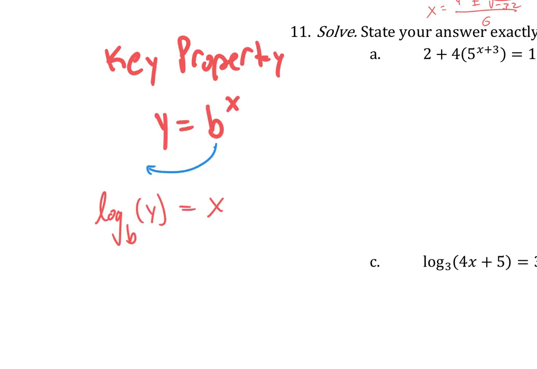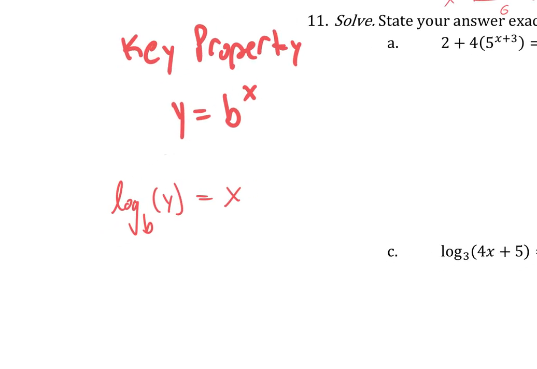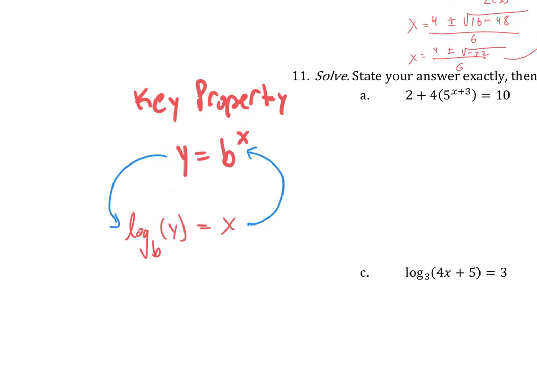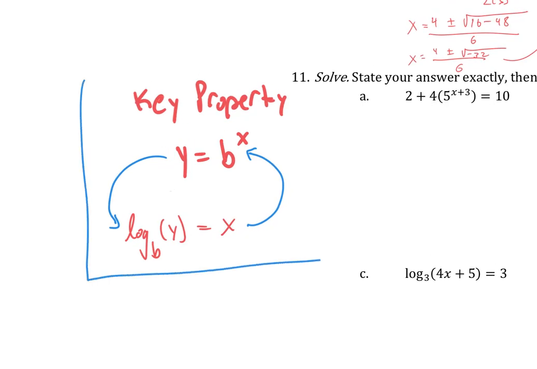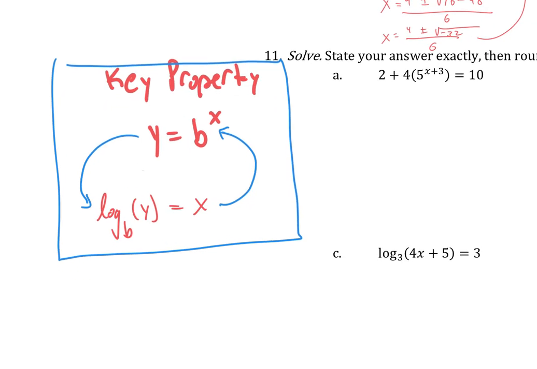Okay, and the key here is that these two things are equivalent. So if you have something that's in an exponential form, you can rewrite it as a logarithm. If you have something that's in a logarithmic form, you can rewrite it as exponential. Okay? So that's the key relationship or the key property there. Okay? And that's really the main thing you need. The only other thing you need is a change of base that we're going to use.